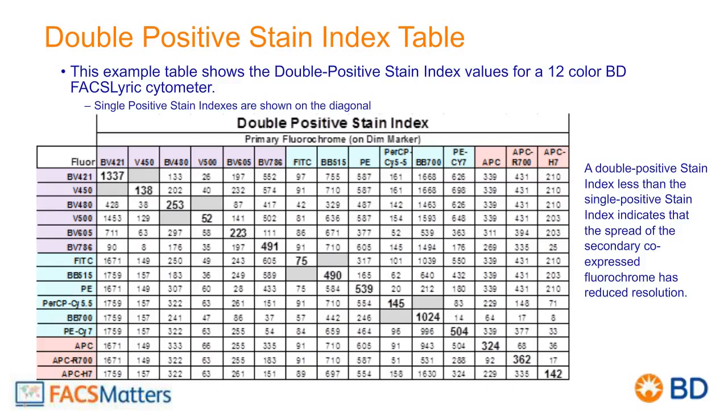But on every other cell, what we're showing you is the double positive stain index of two markers showing the same intensity, in which the resolution is being impacted by the second marker. So you can see here that with the BB786, we have a stain index that went from 1,300 now to a double positive stain index which is only 90. So we've lost a lot of our resolution. So we'll talk about this more in the coming slides.